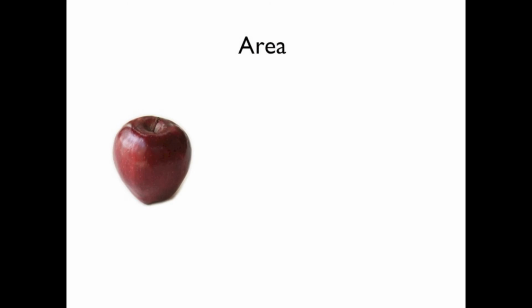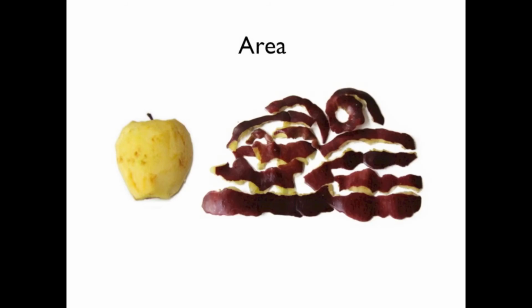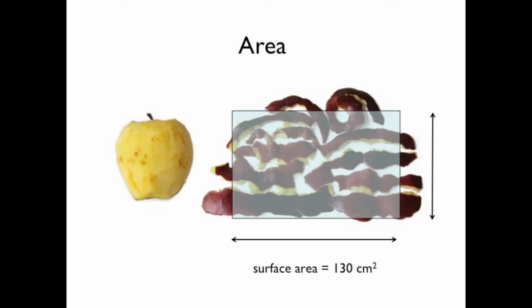All three-dimensional objects, for example this apple, have a surface area that has the units of length squared. If you peel the apple and stretch the skin out flat, you could measure the area in square centimeters. It doesn't matter if the peel is flattened out or curves around the apple, it still has the same area, and that will have the units of length squared.